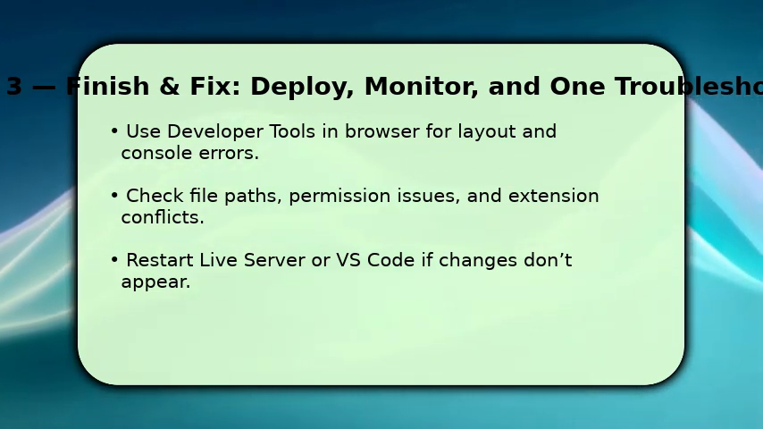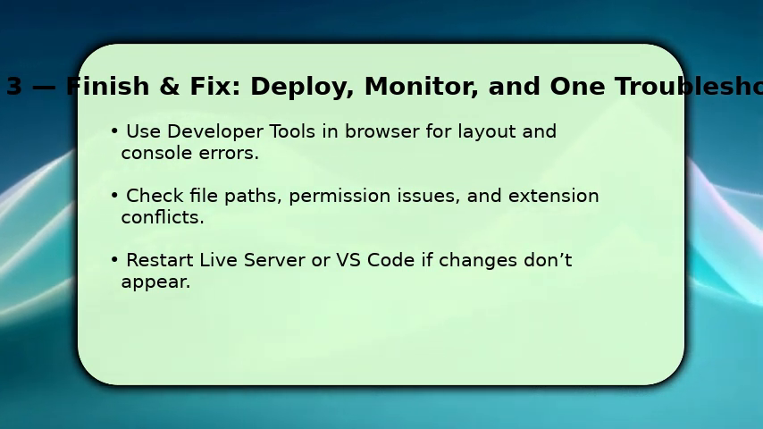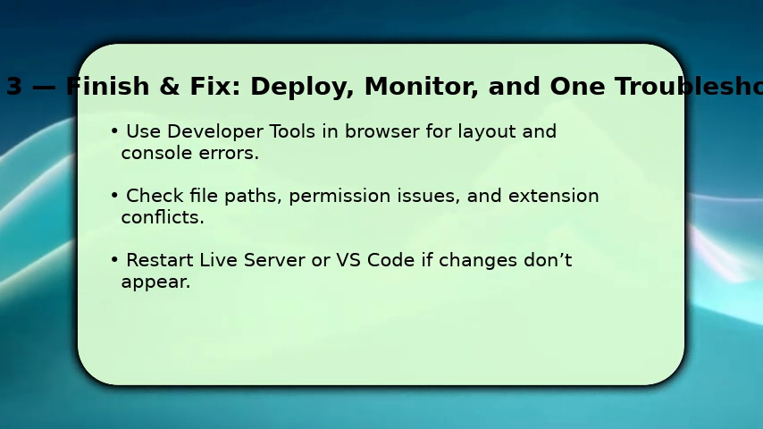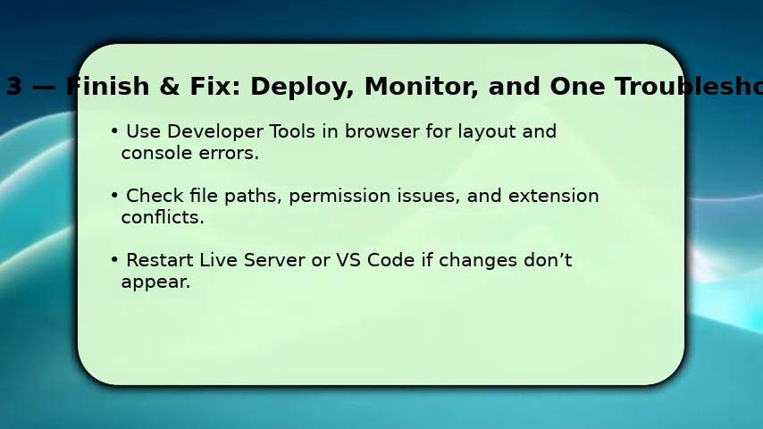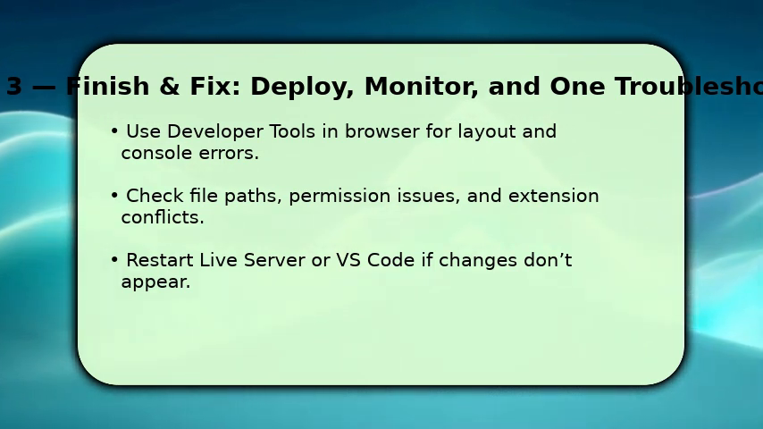macOS permissions can block saves, so ensure VS Code has disk access in system settings. If Live Server won't reflect updates, restart it or reload VS Code. As a key troubleshooting tip, disable one extension at a time to isolate conflicts, then re-enable the ones you trust.